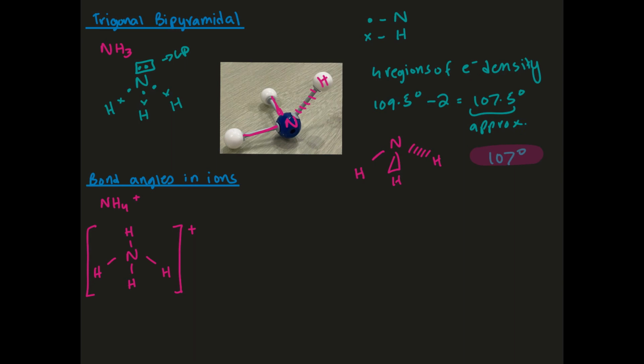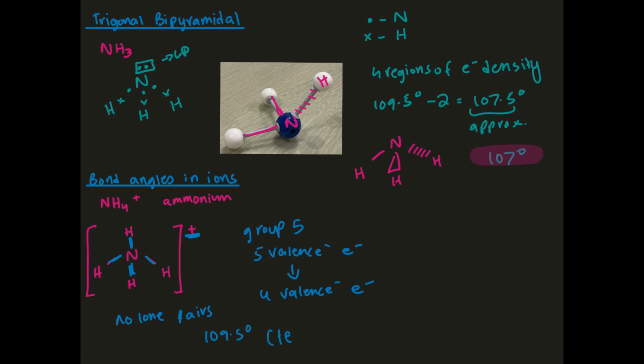Now we're going to look at the bond angles in ions. So in this case, we have NH4+, which is ammonium. Now nitrogen is going to be in group 5, so it's supposed to have 5 valence electrons. But since the charge over here is plus, that means nitrogen has lost 1 electron. So this actually has 4 valence electrons. And since we have 4 bonds over here, there are no lone pairs around this atom. And the 4 regions of electron density correspond to 109.5 degrees. And the shape over here is going to be tetrahedral.